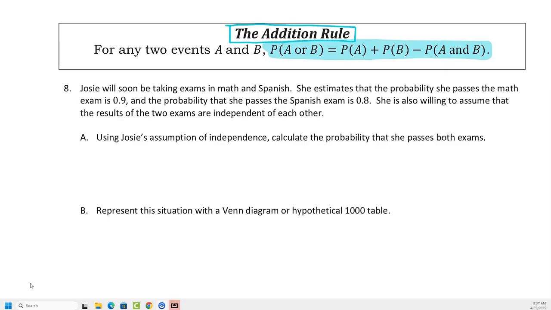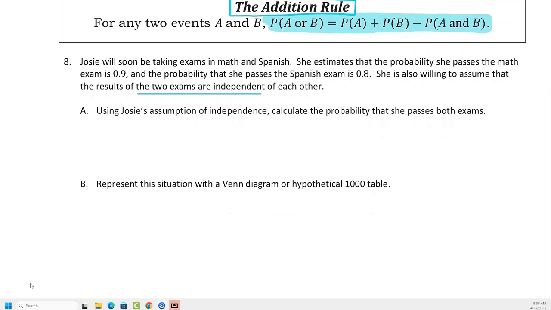Let's see here, next page. It says here, Josie will soon be taking exams in math and Spanish. She estimates that the probability that she passes the math exam is 0.9, and the probability that she passes the Spanish exam is 0.8. She is also willing to assume that the results of the two exams are independent of each other.